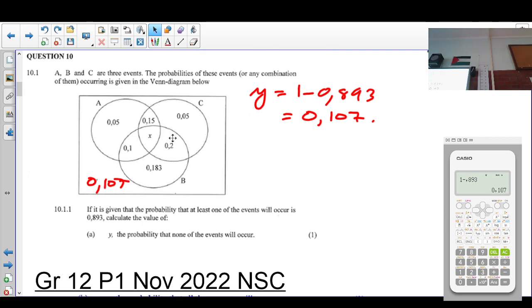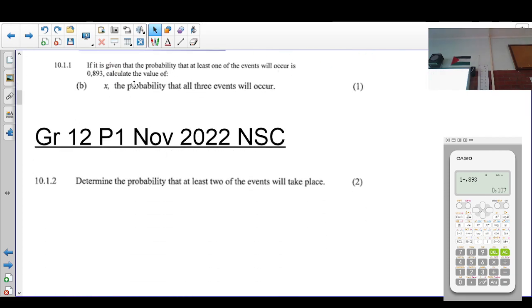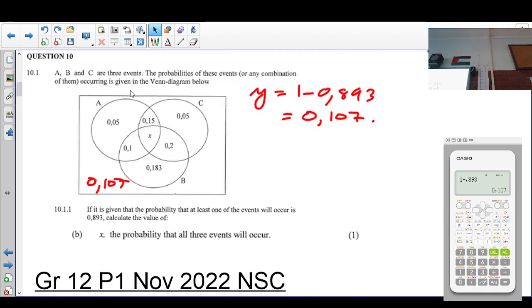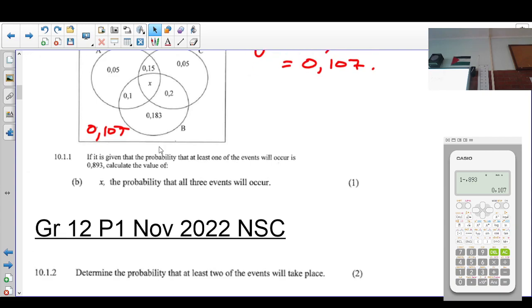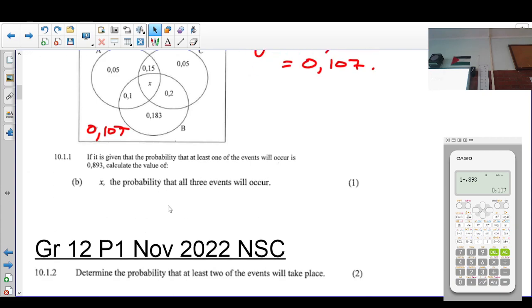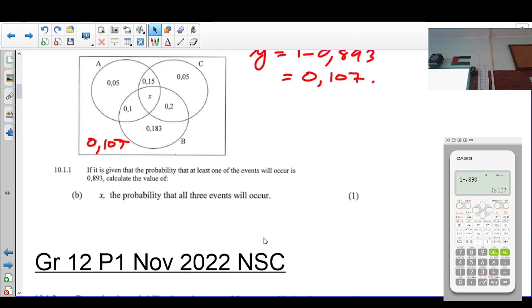Okay, we're running out of time here. Then B, it says the probability of all three events occurring is x. Calculate the value of x, the probability that all three events will occur. So we know that all of this adds up to 0.893, not so? So let's go with that.